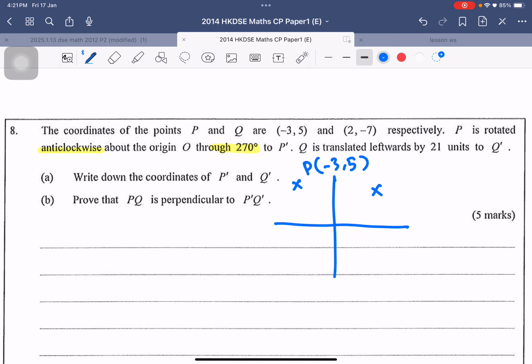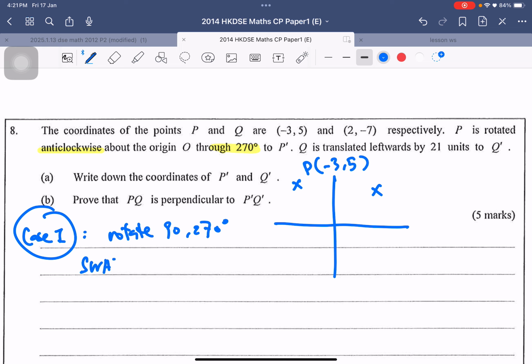So I told you before there are two cases. Case 1: if it is rotate 90 or 270, then what's the first step? When you rotate 90 degrees or 270 degrees, what are you going to do for the first step? You just swap x and y directly.